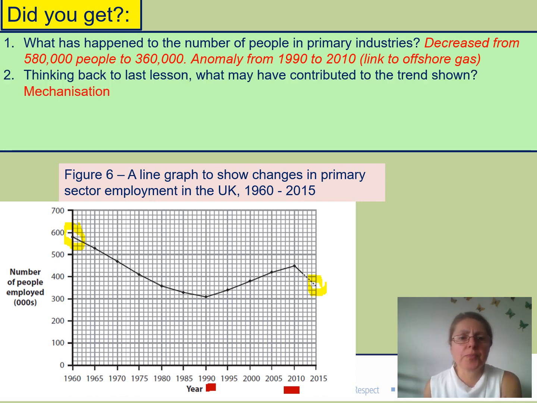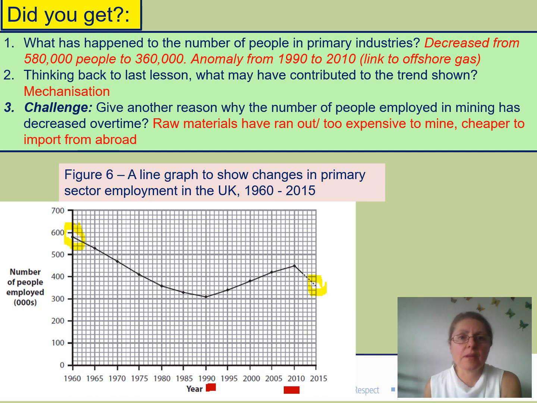Question 2. The machines take the jobs from humans. And for the challenge question, raw materials such as coal have run out, or it's too expensive to mine, and it's cheaper to import from abroad.